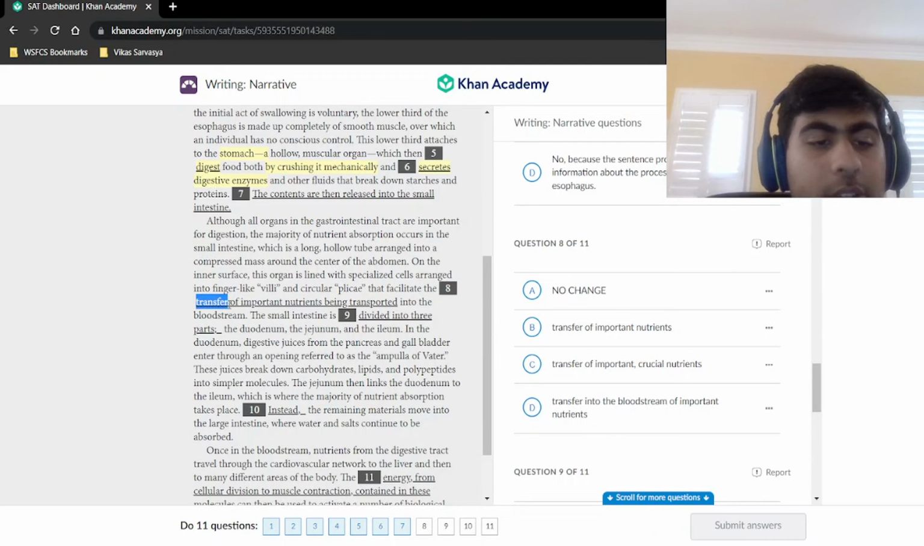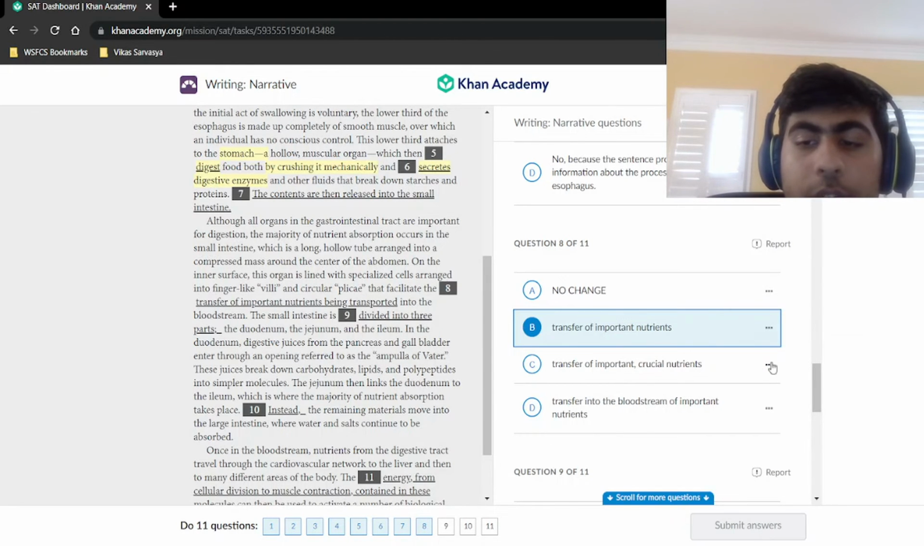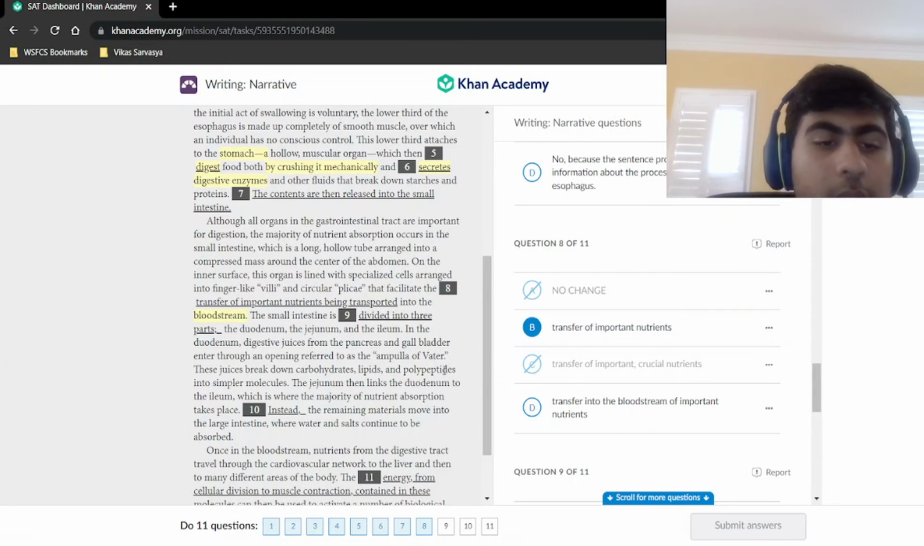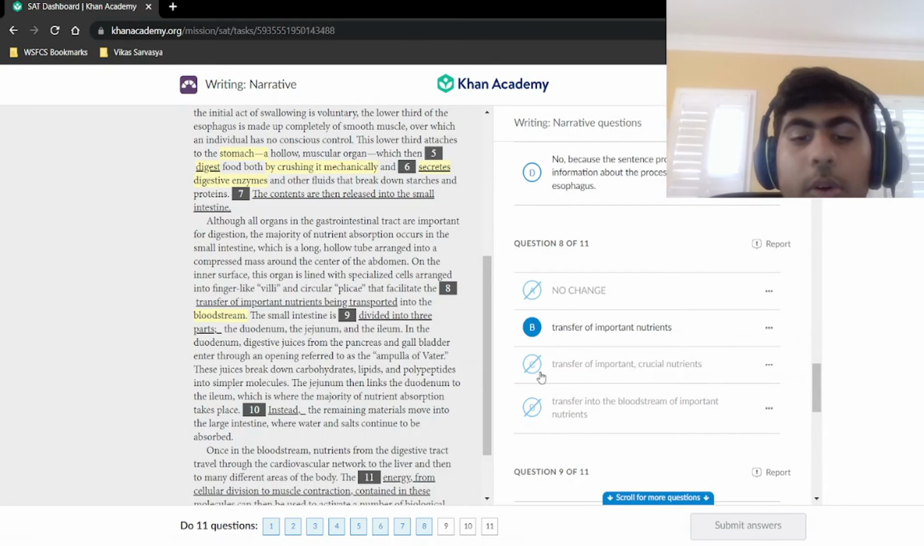This is repetitive. It says transfer and then it says transported. So what we really want here is we want to say transfer, we want to say important nutrients, and we already say bloodstream, so we don't want to say bloodstream. We just want to say transfer and important nutrients right there. We don't need transfer of important and crucial nutrients. Important and crucial is repetitive. But here the transfer is repetitive. Here we're saying bloodstream. We already said bloodstream right here. Repetitive. This is a precision and concision question. And in these questions, you always look for the shortest answer that still works.